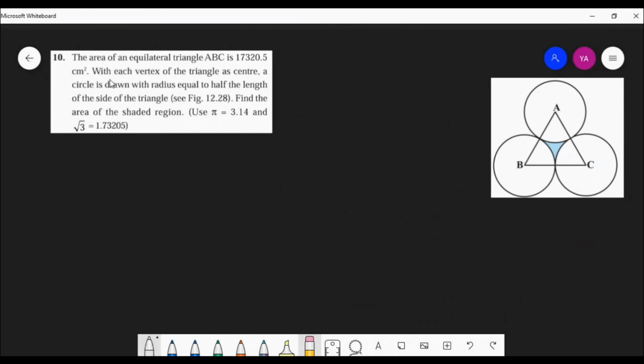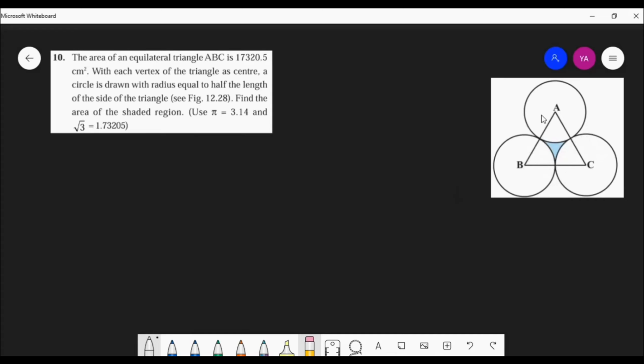Question is like this. The area of an equilateral triangle ABC is 17,320.5 centimeter square. With each vertex of the triangle as center, a circle is drawn with a radius equal to half the length of the side of the equilateral triangle. Find the area of the shaded region. Use pi is equal to 3.14 and root 3 is equal to 1.73205. So look at the picture. Just pause the video and think how we can find the area of the shaded region.